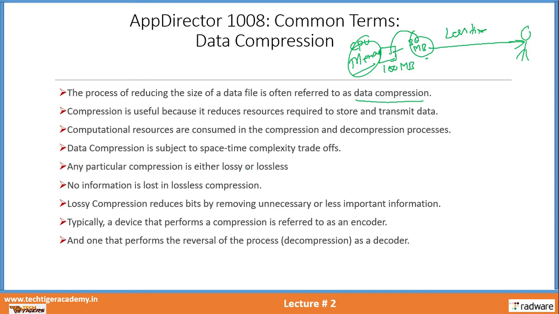Data compression is subject to a space-time complexity trade-off. Any particular compression is either lossy or lossless. These are the two types of compression schemes. No information is lost in lossless compression, and lossy compression reduces bits by removing unnecessary or less important information. Typically, a device that performs a compression is referred to as an encoder, and one that performs the reversal of the process is called a decoder.